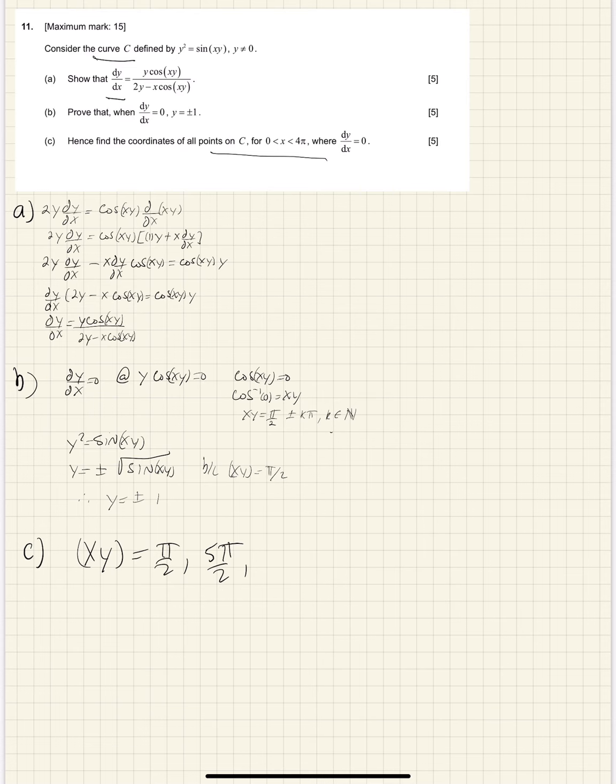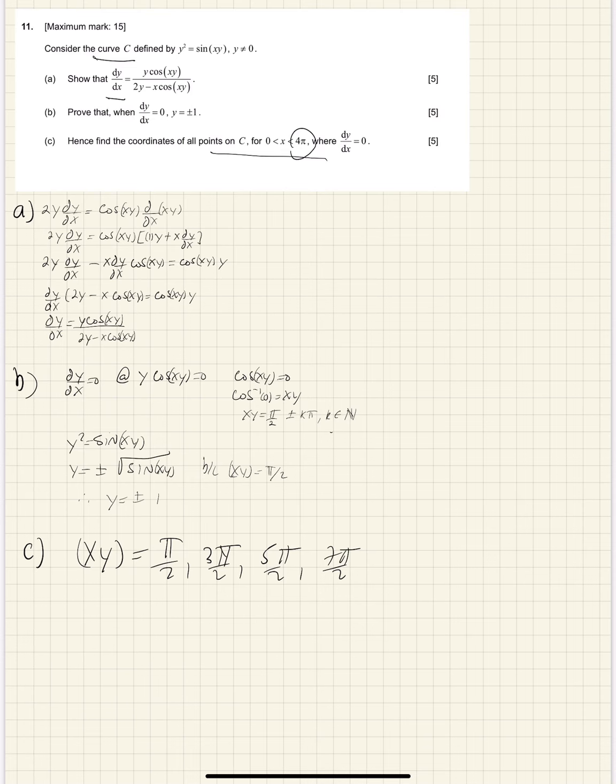So I'm going to erase this. So we know that pi over 2 is a possibility. I would go 3 pi over 2, 5 pi over 2, 7 pi over 2. We want to go up to 4 pi, which is like 8 pi over 2. So I guess we're going to stop here. Now, when that's the case, we want the coordinates.